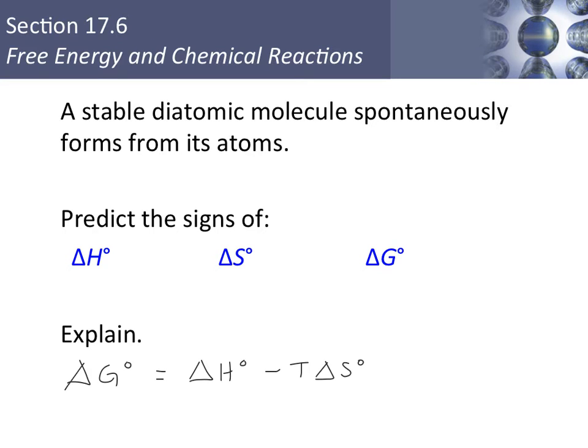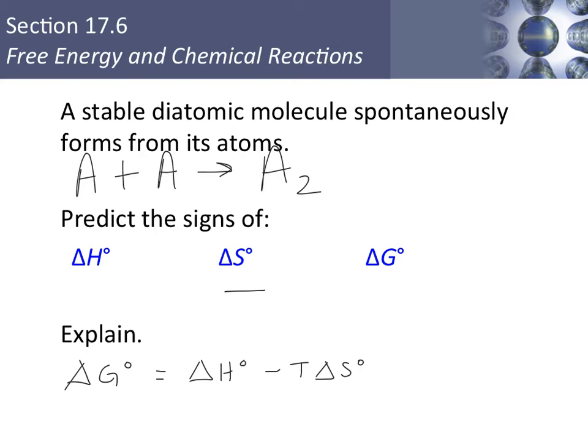Let's first think about an example where we just predict the signs of the standard enthalpy change, entropy change, and Gibbs free energy change. We're going to form a stable diatomic molecule spontaneously from its atoms. So that would maybe look something like this. I'm just going to use A for my atoms and A with a subscript of 2 for my molecule. Let's talk about the standard entropy change first. We have atoms that form a molecule, and so this is less disordered, and so our entropy change would be negative.